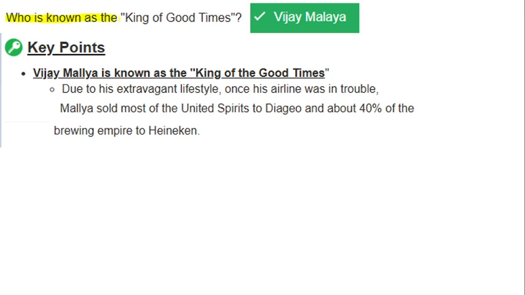Who is known as the king of good times? Vijay Mallya. Vijay Mallya is known as the king of good times. Due to his extravagant lifestyle, once his airline was in trouble, Mallya sold most of the United Spirits to Diageo and about 40% of the brewing empire to Heineken.